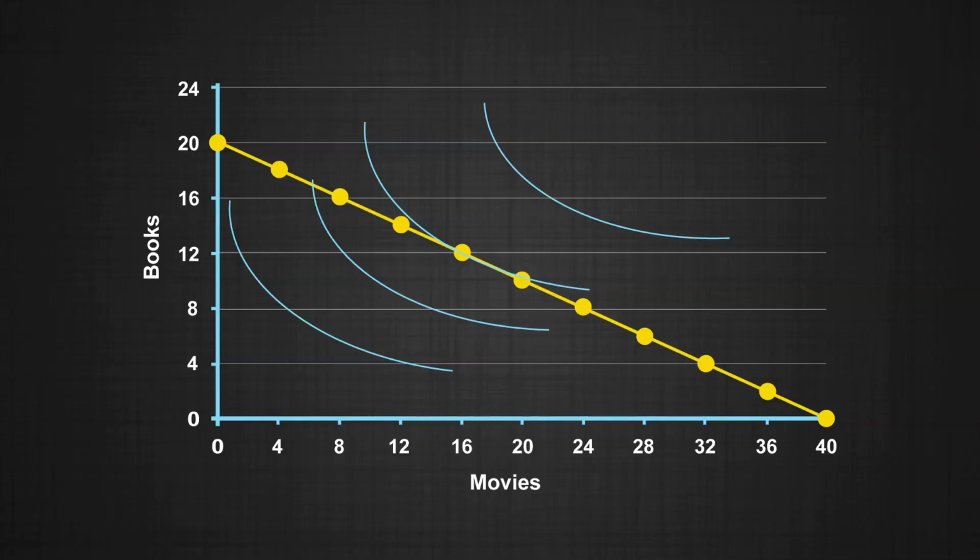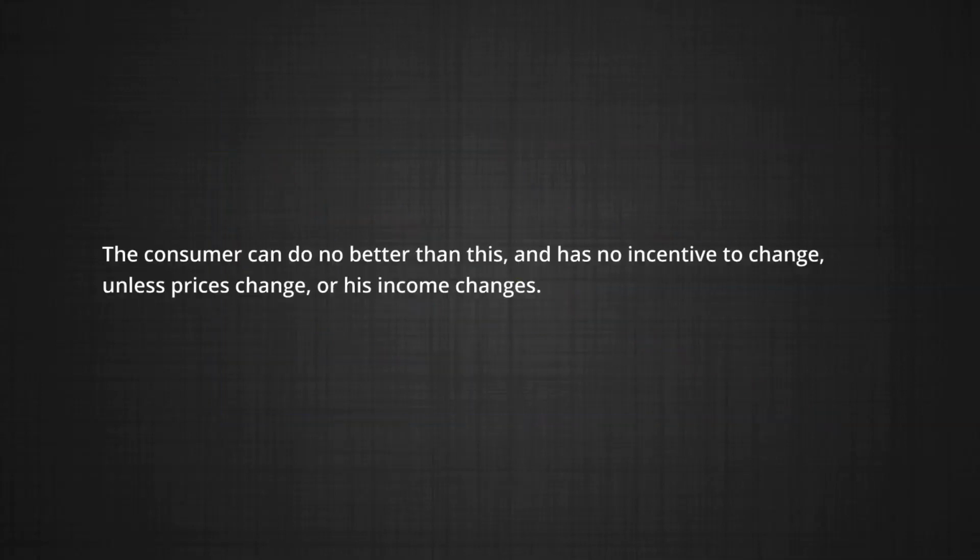This occurs at point E on the diagram on your screen, where the consumer is consuming 16 movies and 12 books. This is called the consumer's equilibrium. At E, the consumer's utility is maximum, given his income, given the prices of the movies and the books, and given his preferences. The consumer can do no better than this and has no incentive to change unless prices change or his income changes.